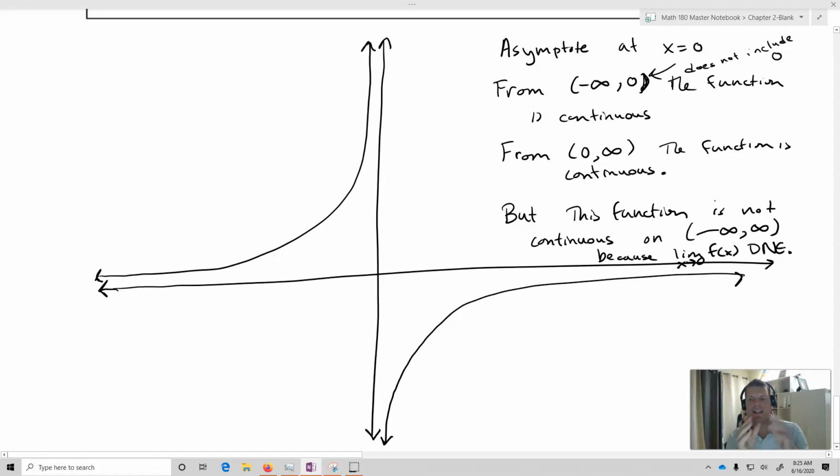So we've defined the intervals where it is continuous, and we've said that it's not continuous at this particular point. And that's what we talk about when we talk about continuity on an interval. From negative infinity to 0, this function is continuous. From 0 to infinity, this function is also continuous. So it's continuous on those intervals, but it is not continuous everywhere.